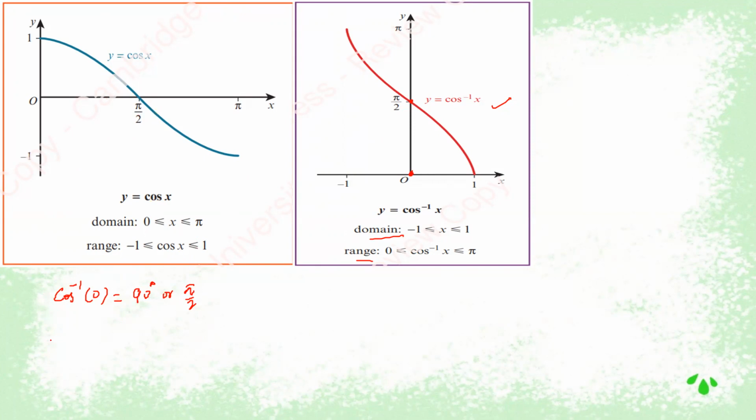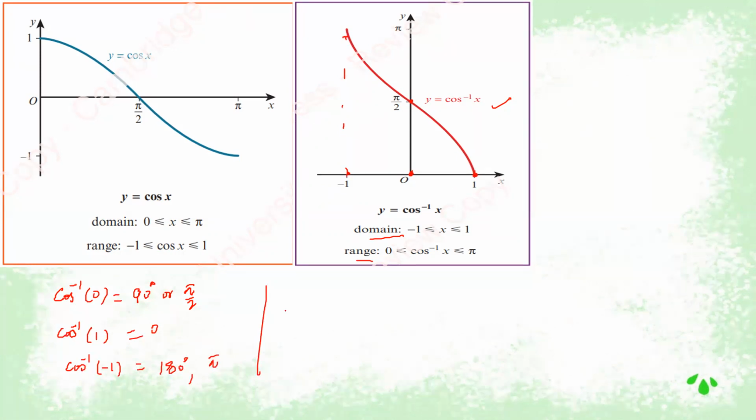So cos inverse 1, if we check here, cos inverse 1 is exactly on 0. So I can say that 0. Same as cos inverse negative 1. So if you check negative 1, it is here and it's going up, up, up at 180 degree, or you can say that directly pi. So no need to use calculator.